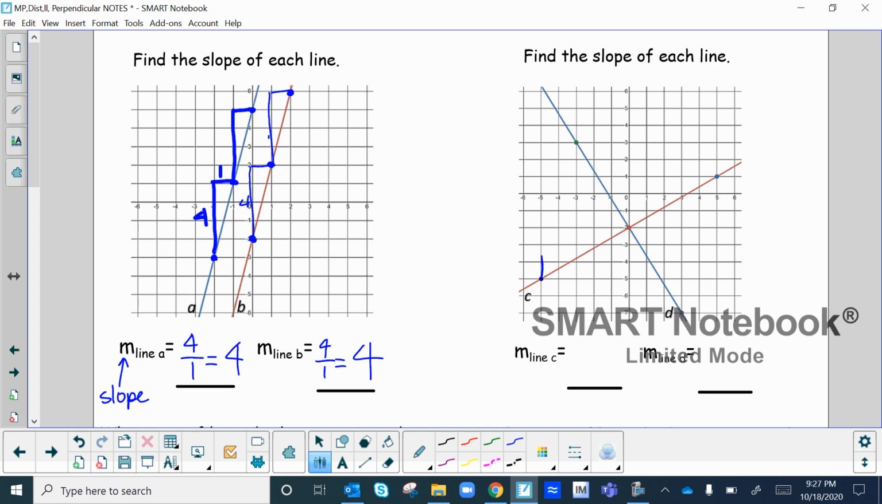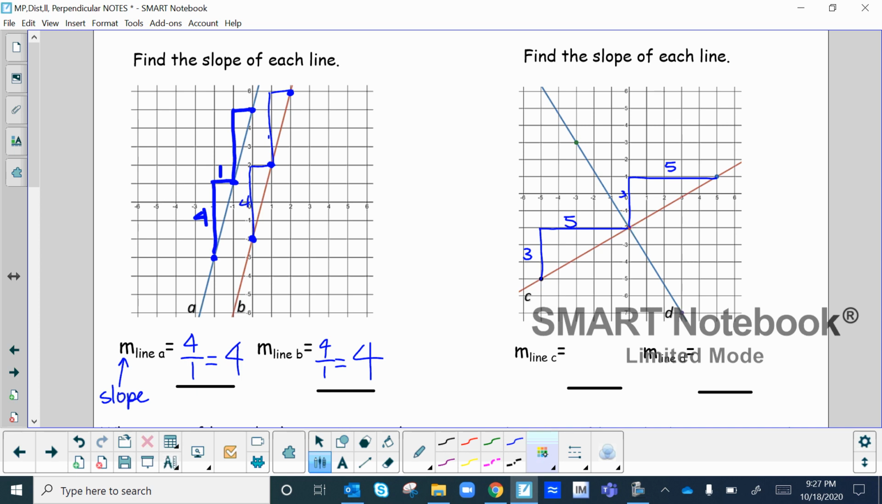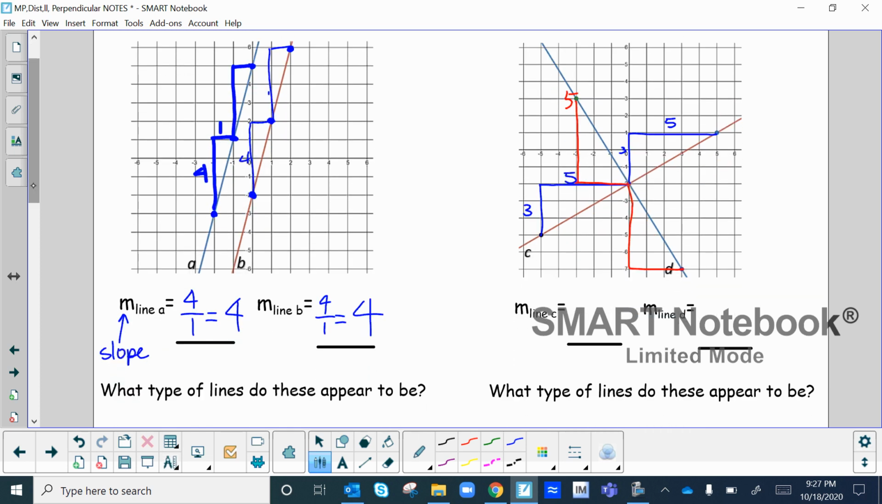So this one goes up 1, 2, 3, and runs over 5. Make sure it does that again. It goes up 1, 2, 3, and runs over 5. So I'm going to put a 3 and a 5. Okay, let's check the next one. This one goes down 1, 2, 3, 4, 5 over 3. Okay, so down 5 over 3.